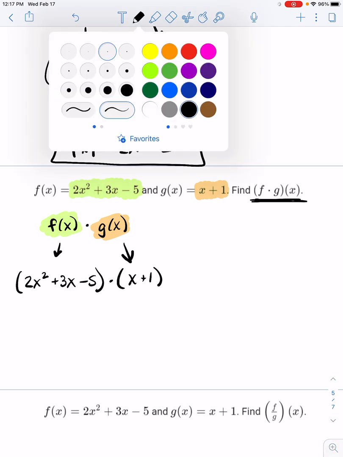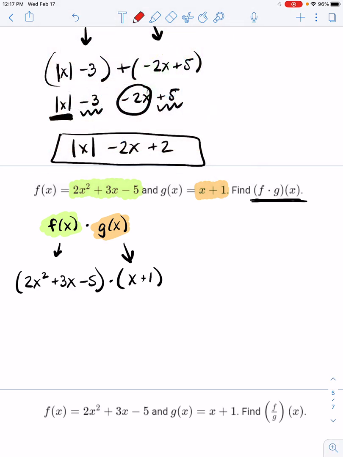Now, when we do this, this is like polynomial multiplication. So we have to take each term of the original function, f of x, so that expression, all 3 terms, and distribute it to both terms of the second g of x expression, okay? Okay, so we're going to distribute. So I multiply this times both of those, okay?